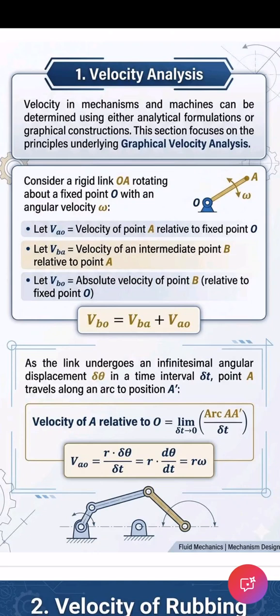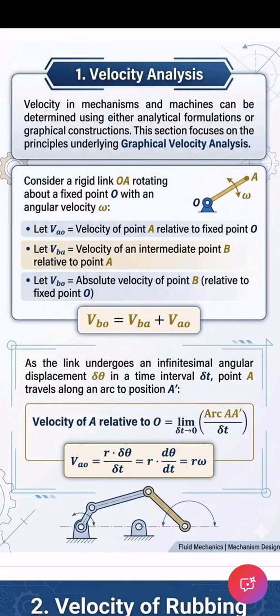Let VAO be the velocity of point A relative to fixed point O, VBA the velocity of an intermediate point B relative to point A, and VBO the absolute velocity of point B relative to fixed point O. VBO is equal to VBA plus VAO.